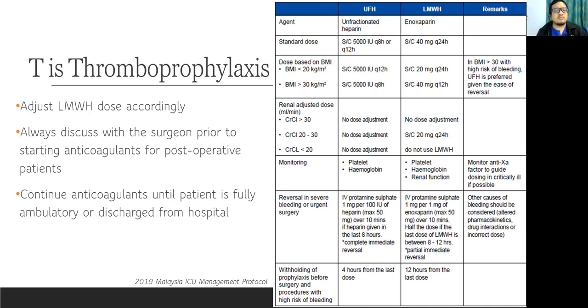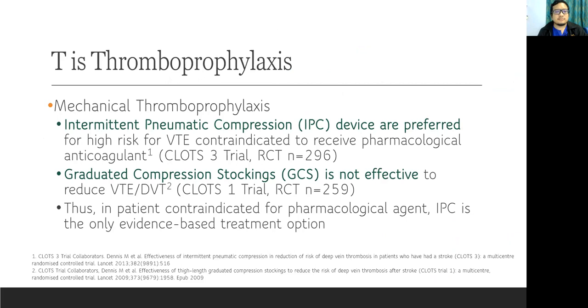Always discuss with the surgeon prior to starting anticoagulant for post-operative patient. Do not make the decision by yourself. Always discuss. I feel best being managed as a teamwork. Okay, it's always about teamwork. Ask them because they know better about the bleeding risk of their own patient because they did the surgery. All right. So you have to continue anticoagulants until the patient is fully ambulatory or discharged from the hospital.